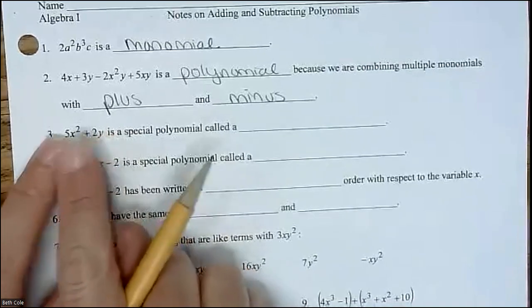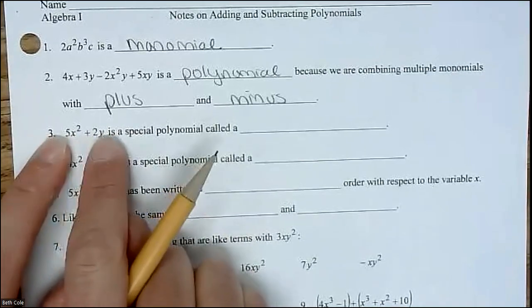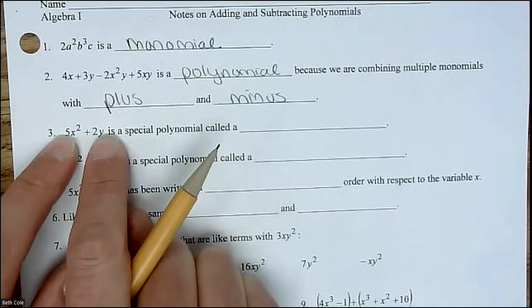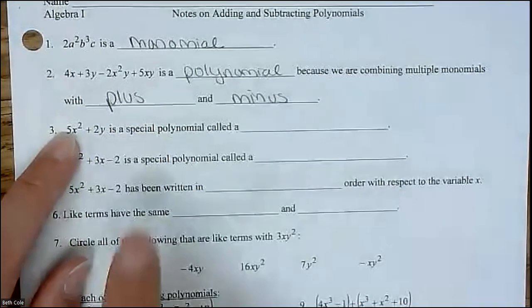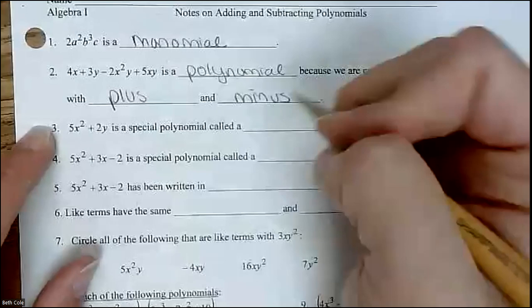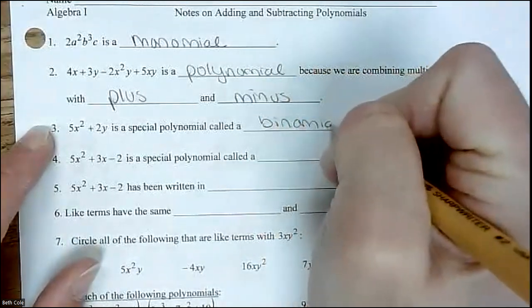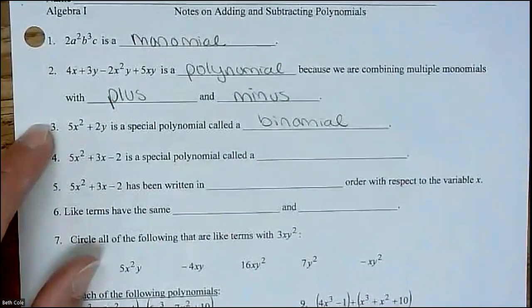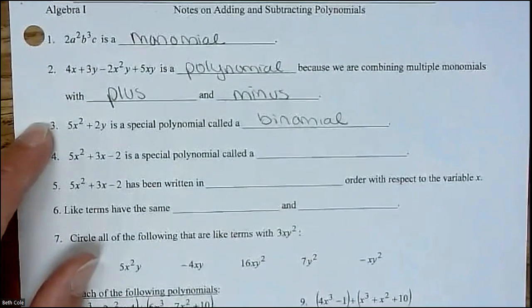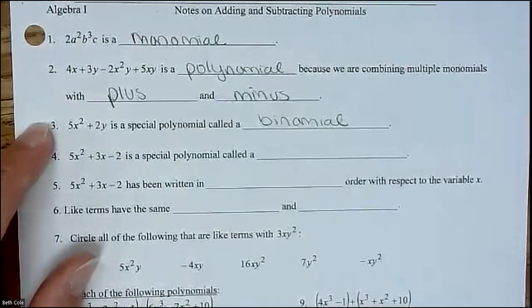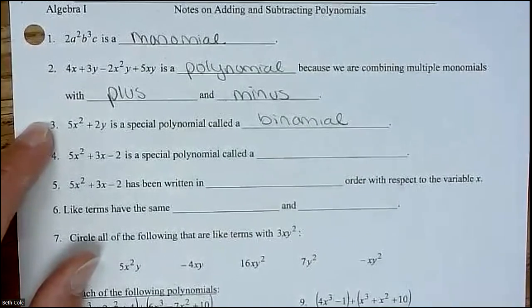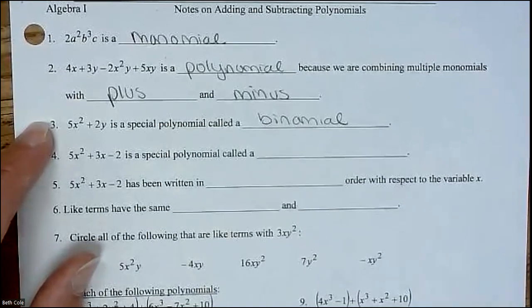So look at this one. Do you see how we have something plus something else? There are two terms, 1, 2. So that is called a binomial. Bi means two, like bicycle has 2 wheels, or bilingual, you speak 2 languages. Good. Binomial, 2 terms, something plus or minus something else, okay?